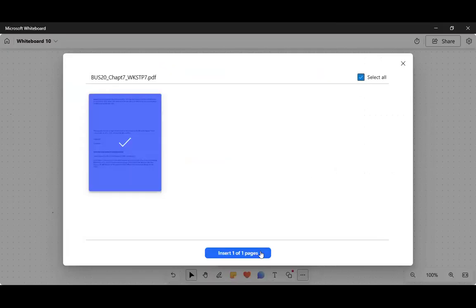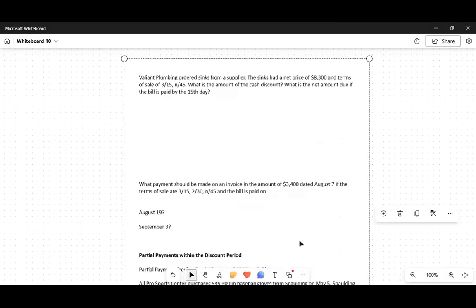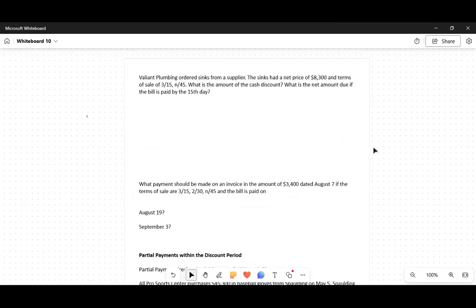All right. So now we're going to be looking at some word problems that deal with this. So here we go. Valiant Plumbing orders sinks from a supplier, has a net price of 8,300. So when you do these problems, you might want to just write this stuff down. So let's write that down. Net price. Remember, net price is what I actually paid, not list price. So 83,000 was my net price. And terms of the sale were 3, 15, and 45.